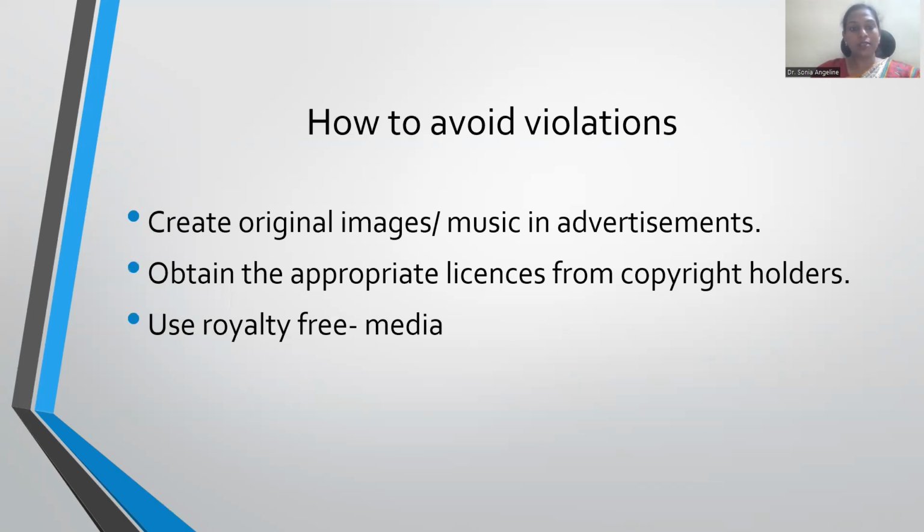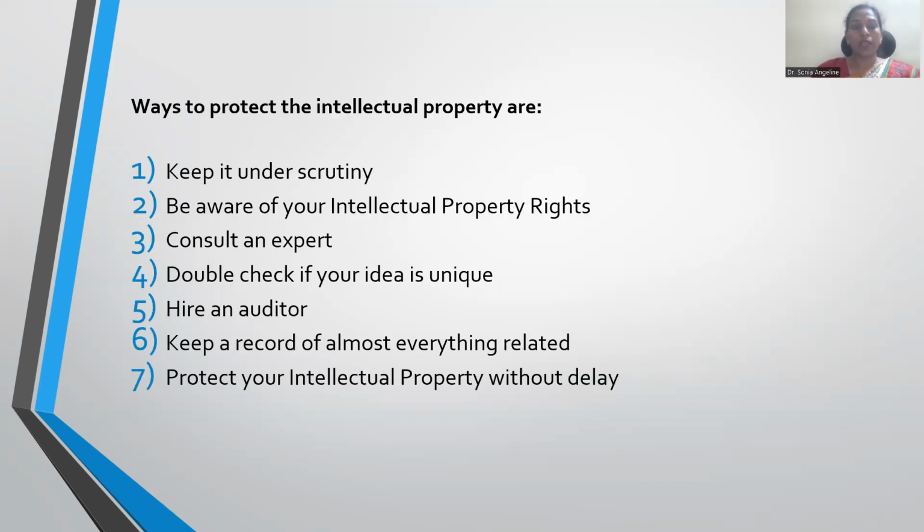How to avoid violations is to create original images, such as in advertisements, and music should be original. Obtain the appropriate licenses from copyright holders. Also use royalty-free media. Ways to protect intellectual property are to keep it under scrutiny, be aware of your intellectual property rights, consult an expert, double check if your idea is unique, hire an auditor, keep a record of almost everything related, and protect your intellectual property without delay.